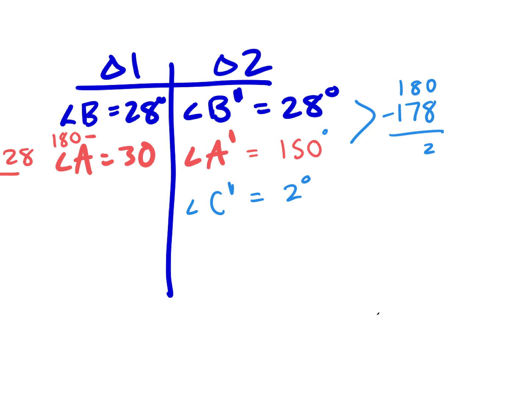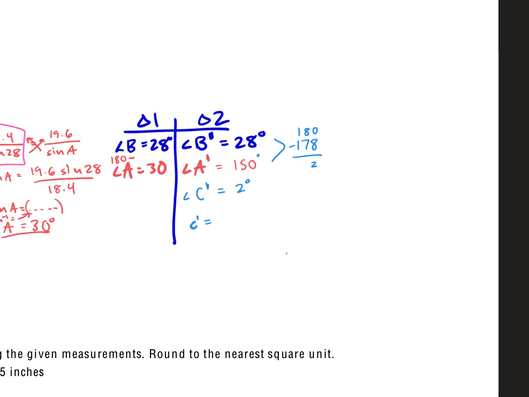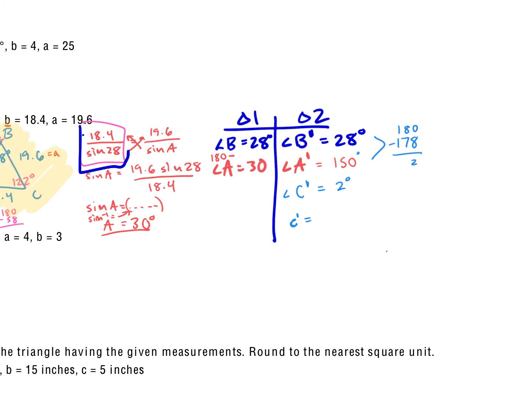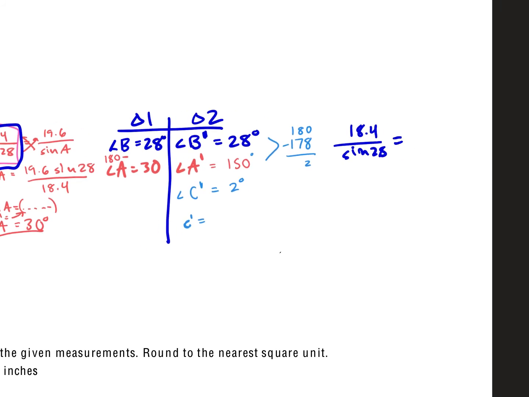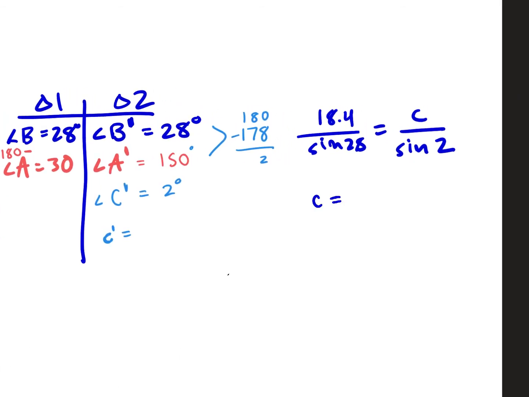And then the last thing we have to do is find side C because it's going to be different. We use law of sines again. So I'm going to use the proportion of B's that I have. So side B over sine of 28, so 18.4 over sine of 28 is equal to C over sine of, what's angle C? 2, because I'm using my second triangle, so it's the new angle C. I cross multiply and divide, so I get C is equal to 18.4 times sine of 2 over sine of 28.